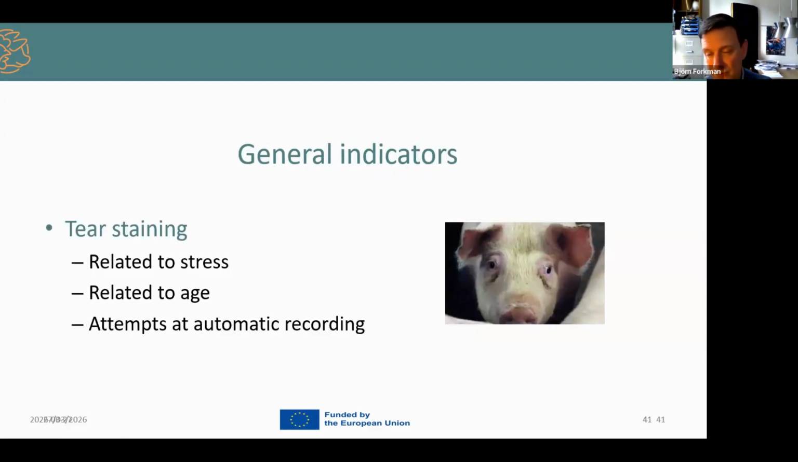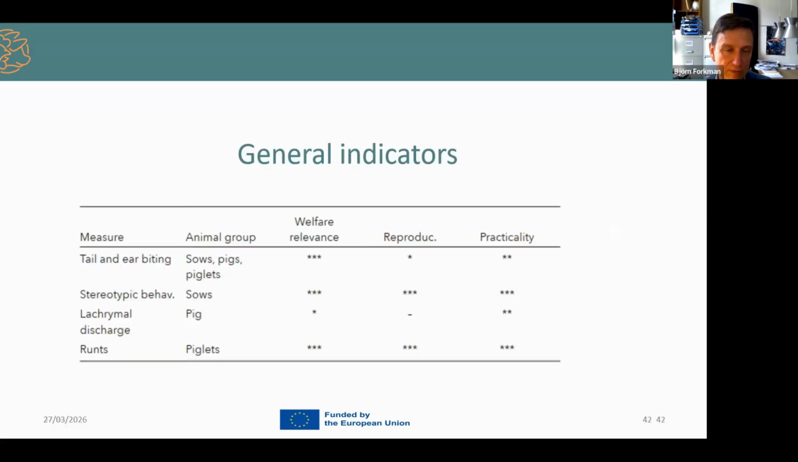An exciting new indicator that's being developed and tested in the aWISH project is tear staining. So this is what you can see on these pigs, the dark brown area around the eyes. It has been shown to be related to stress, but it's also related to age. And in the aWISH project, we are currently attempting to find a good automatic recording of this, for it to be a good indicator that can be used.